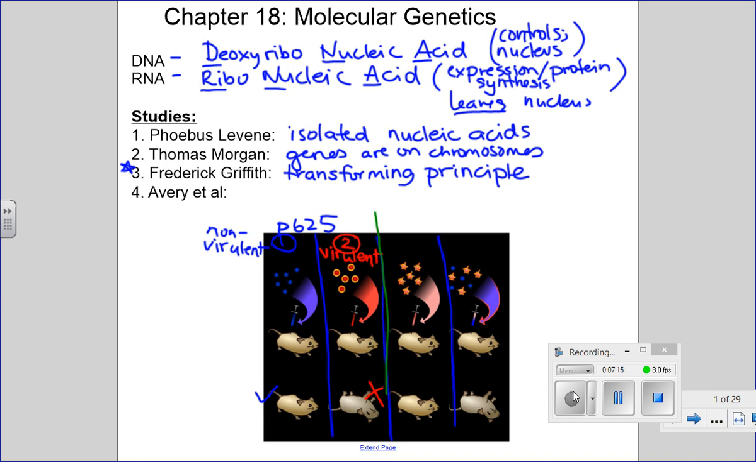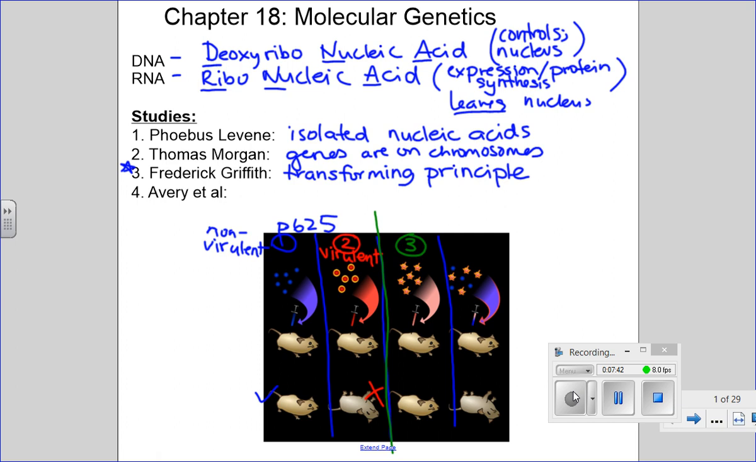So those first 2 were sort of his test trials. He wanted to make sure that what was supposed to happen happened. If I inject something that's non-virulent, you shouldn't die, and if I inject something that is virulent, you should. Then in the 3rd and the 4th, he did some other things to see if he could affect whether or not this virus was going to kill the mouse or not kill the mouse.